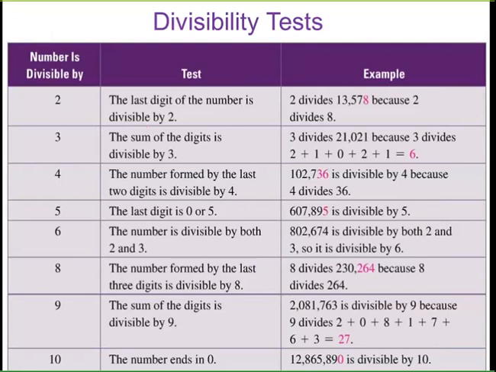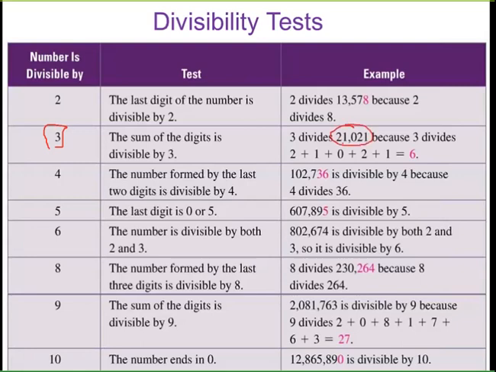Especially with 3. 2 is pretty obvious. If the number has an even digit at the end, then you know it's divisible by 2. And the 3 is nice. This is a nice rule that not everyone knows about. If you add the digits, and the sum of them is divisible by 3, then your actual quantity is divisible by 3.